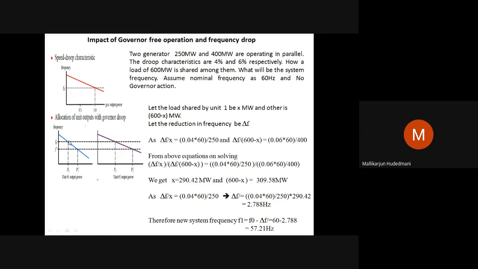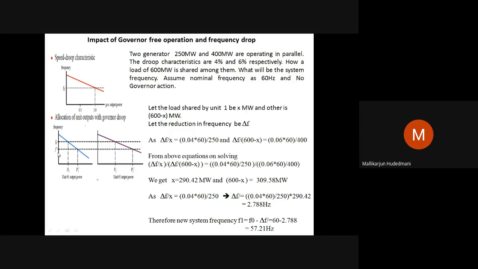Let us say P1 is shifted to P1 dash, a certain point. Then similarly for this machine, P2 is the intersecting point with f0. Due to some loading, it has shifted downward. Let us say 600 megawatt is shared by these two generators. Then how is the 600 megawatt shared by the 250 megawatt machine? What is the portion shared by the 400 megawatt machine? I have to calculate. To calculate that, let us imagine this graph which is drawn. Let us say P1 dash and P2 dash are the new operating points.